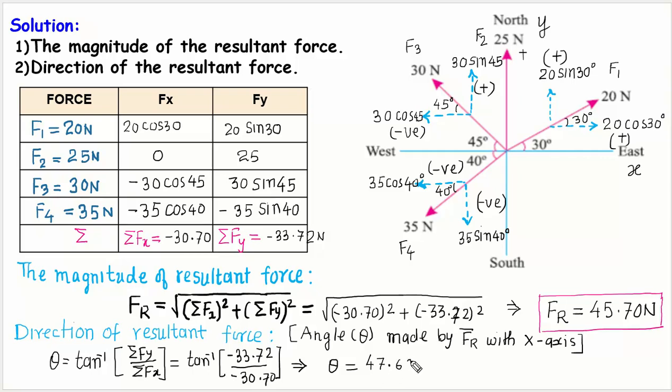If you solve this, you will get theta as 47.68 degrees. Here you have to be careful, since the summation of Fx is negative and the summation of Fy is also negative. It means both coordinates of the resultant force Fr are negative, so it is going to lie in the third quadrant. The angle is going to be something like this. This is the resultant Fr, and this angle is 48 degrees, made with the negative direction of the x-axis. So this is how we can calculate the direction of the resultant. We got the direction of the resultant, and this is the magnitude of the resultant.